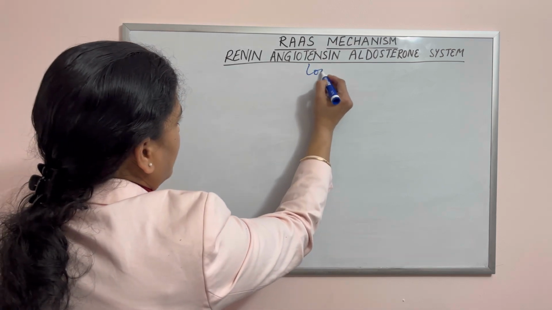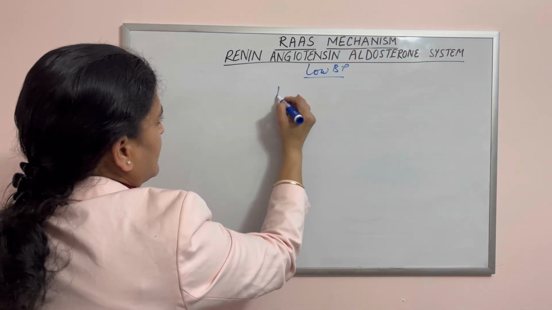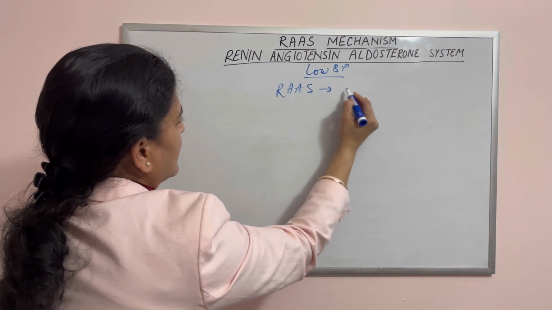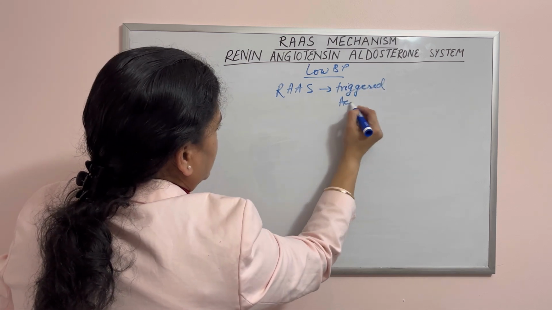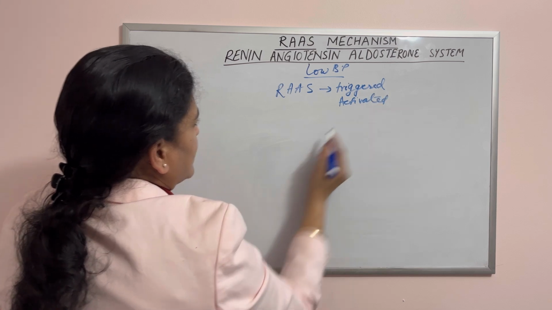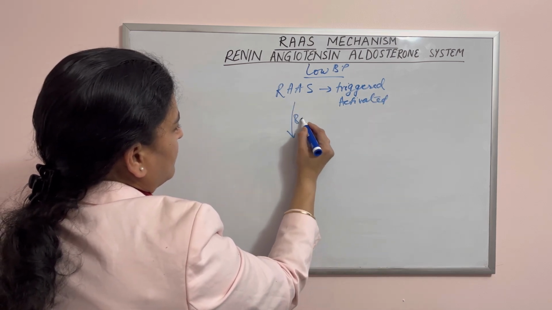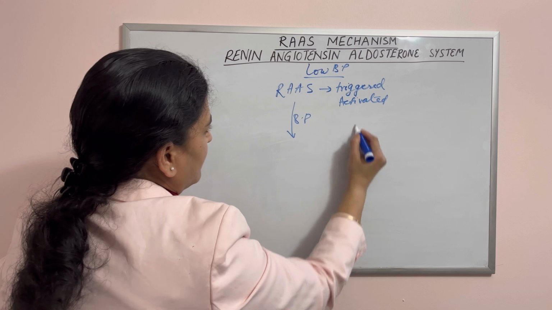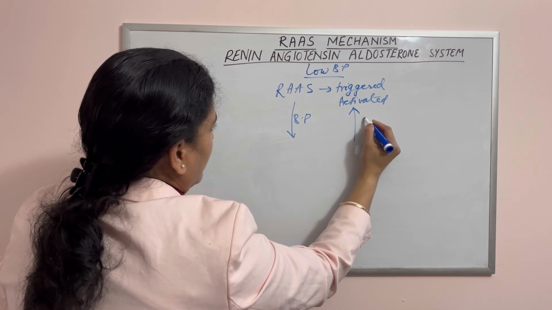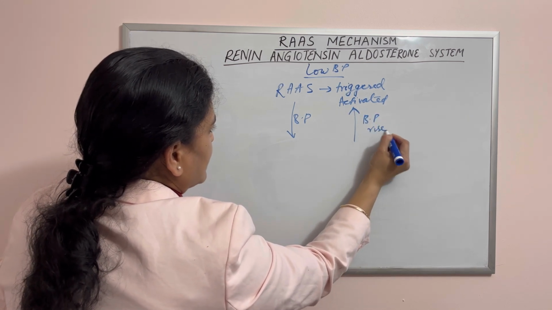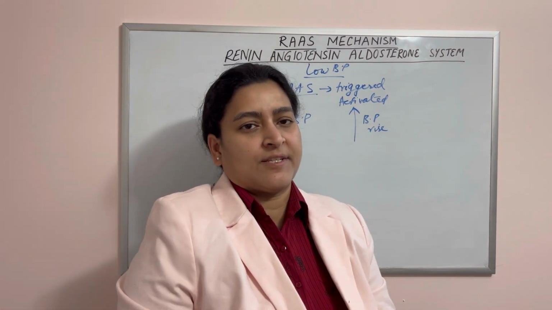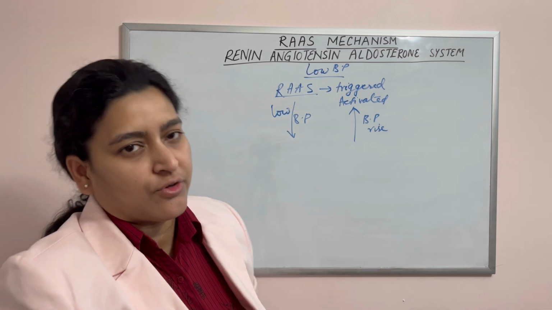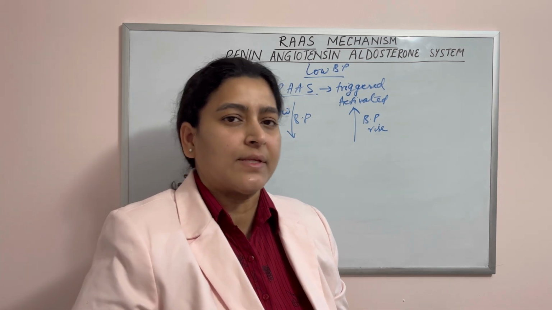So whenever there is a low blood pressure, then RAS is triggered or activated. And once it is activated in response to the fall in blood pressure, RAS would cause the blood pressure to rise. Okay, so RAS has an antagonistic or opposite action. When the blood pressure drops, it works to increase the blood pressure.